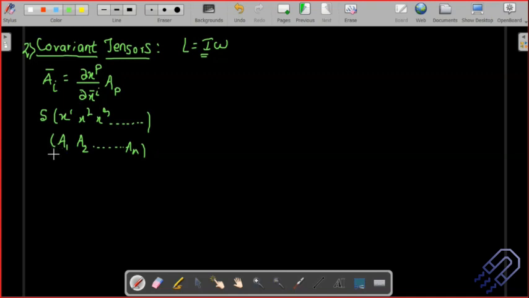If you write it at the subscript, these are all covariant tensors, not these. These are not tensors. These are tensors. Let's not get confused here. Then we can talk about the S prime frame. Same thing: x bar 1, x bar 2, x bar 3. And if we want to represent this, this would be a1 bar, a2 bar, and an bar.